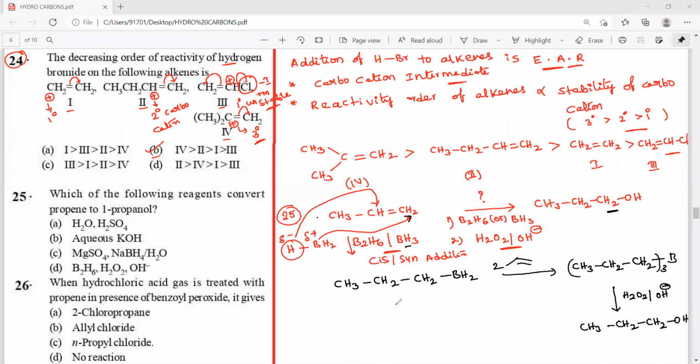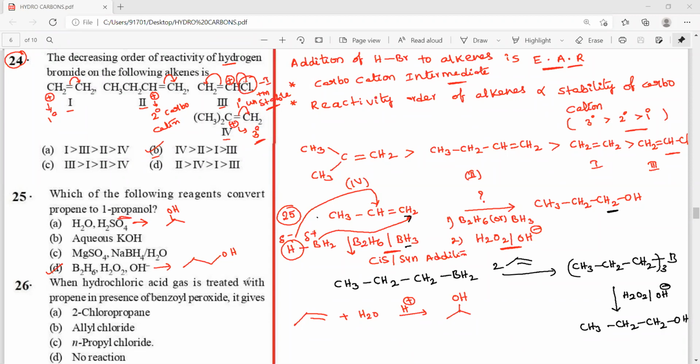Okay students, and if you are thinking of just adding water in acidic medium, then it undergoes Markovnikov addition reaction and we will get propan-2-ol. So with this reagent we get propan-2-ol; with the other reagent we get propan-1-ol. So for this, what we need in this reaction, dear students, is the one giving propan-1-ol. So the answer is D.